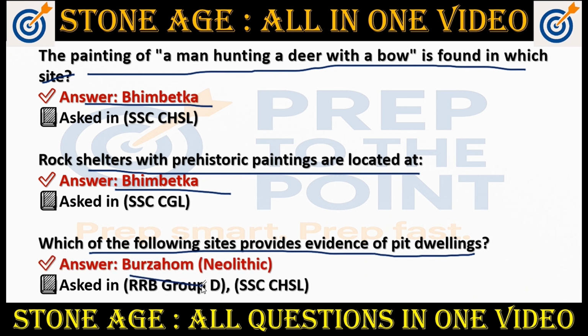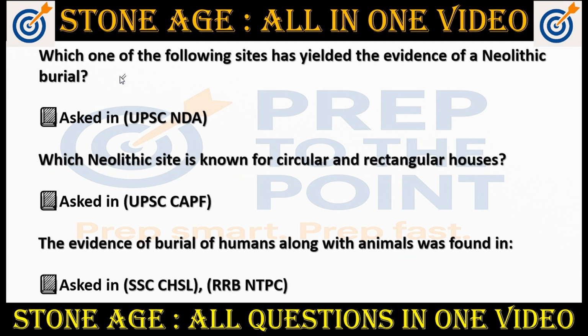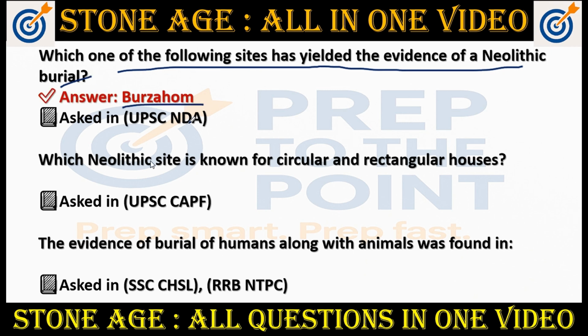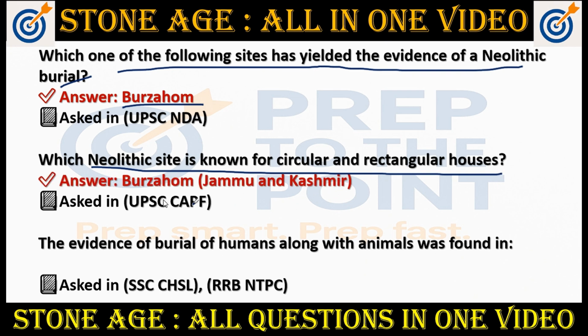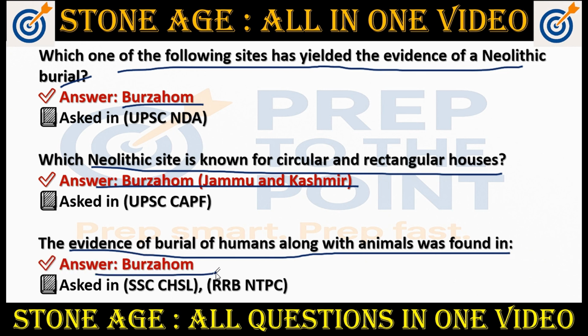Which of the following sites provides evidence of pit dwellings? It is Burzahom site in Neolithic age. Which one of the following sites has yielded the evidence of a Neolithic burial? It is Burzahom. Which Neolithic site is known for circular and rectangular houses? It is Burzahom in Jammu Kashmir. The evidence of burial of humans along with animals was found in which site? The site is Burzahom.